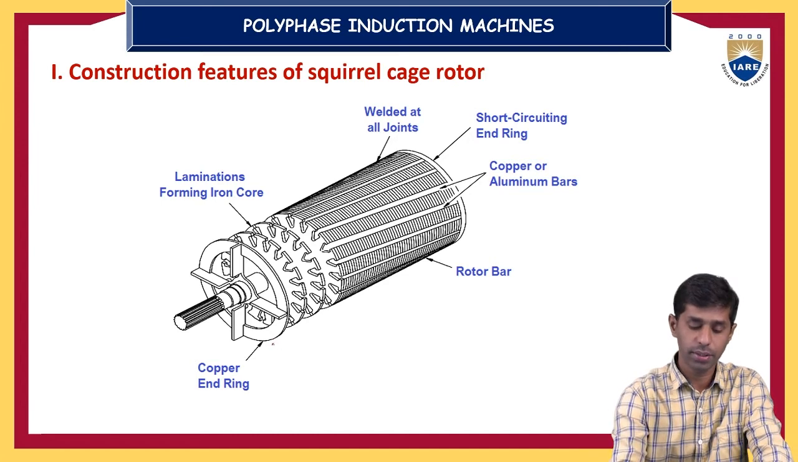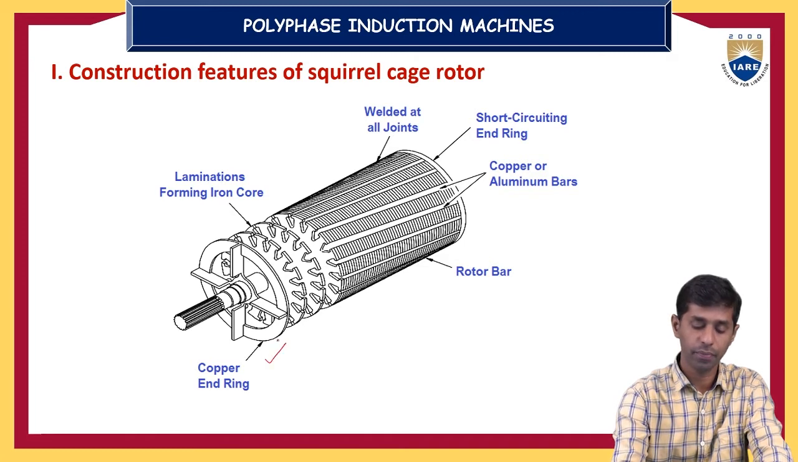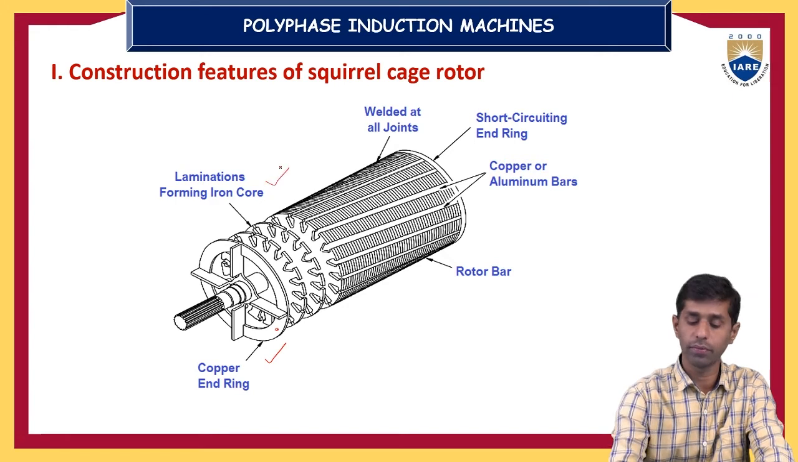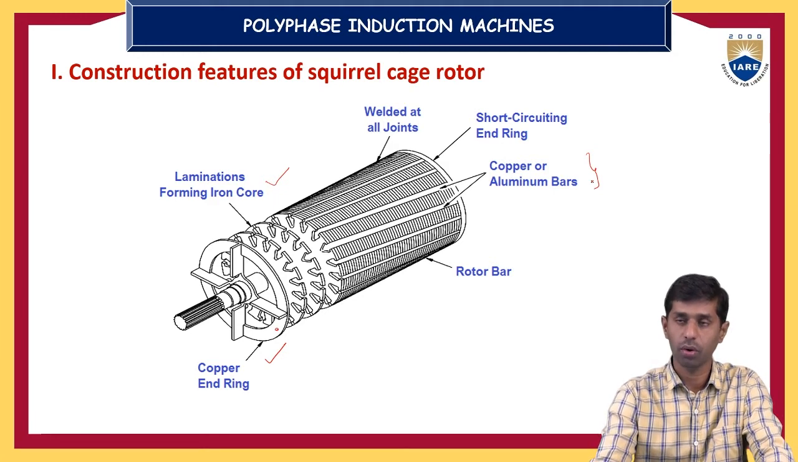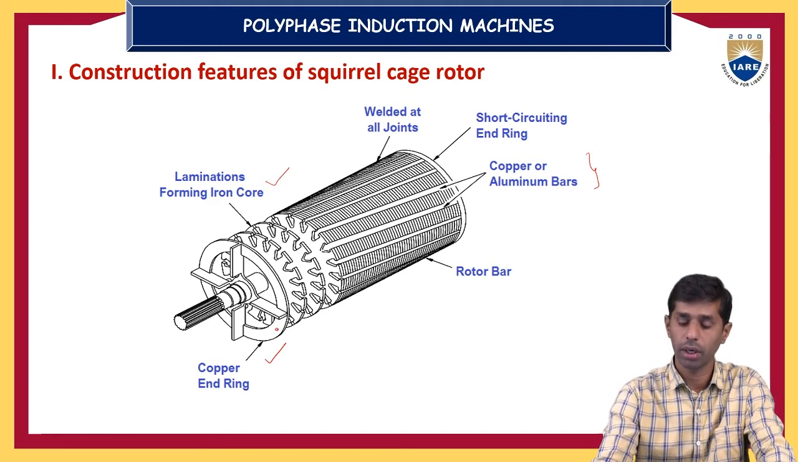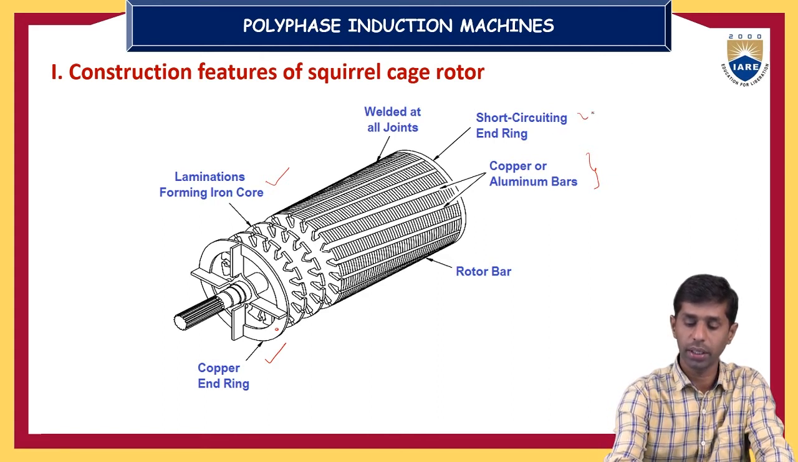See, these are copper bars, these are called copper end rings, and this is the laminated iron core of the rotor. We are using copper or aluminum bars as the rotor winding in a squirrel cage induction motor rotor. These are the short circuited end rings.